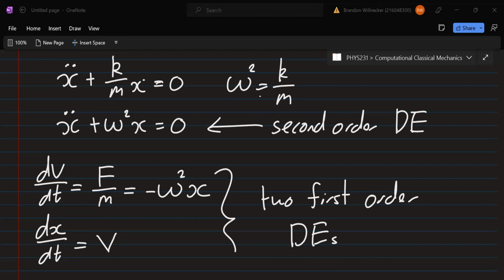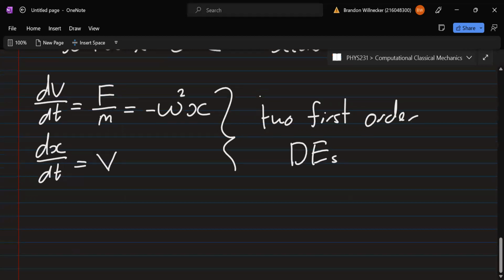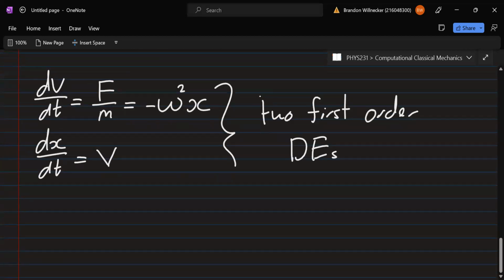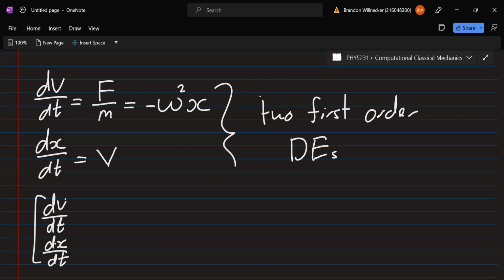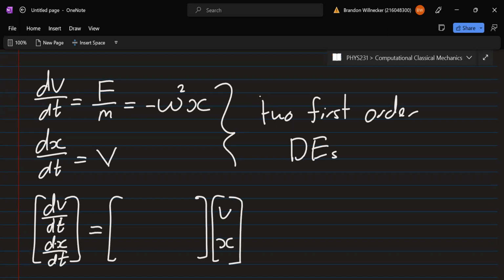So what we can do is write this in a bit more of a suggestive way. We're going to write this as a matrix equation, since everything is nice and linear, so matrix equations make sense here. So we're going to write dv by dt as the first entry, dx by dt as the second, and this is going to be equal to some matrix times v and x, like that.